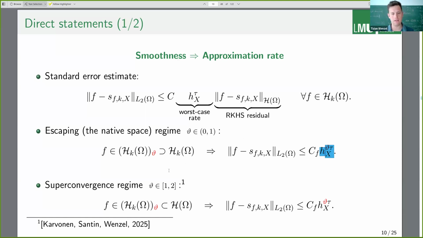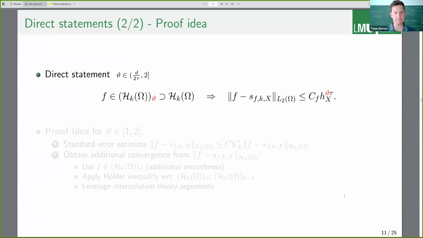And in particular, if our theta value is larger, that means in the superconvergence regime, we also have a larger rate of approximation. And yeah, so this is the statement of these direct statements. And I want to very quickly comment on the proof, just to give you some buzzwords, how this works. So this is just a statement. I would like to have a look into the proof.